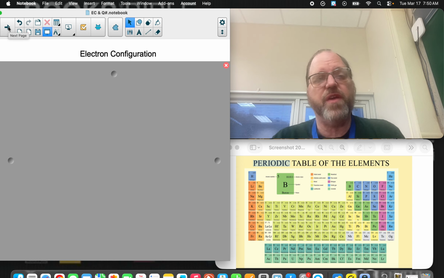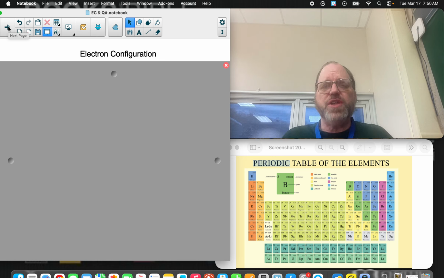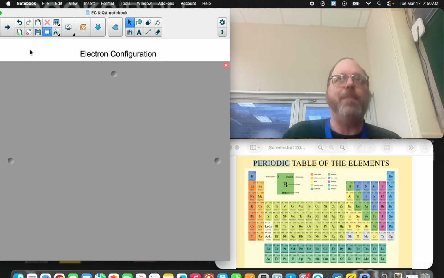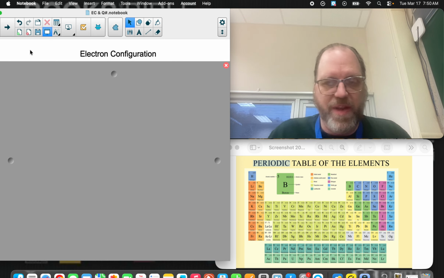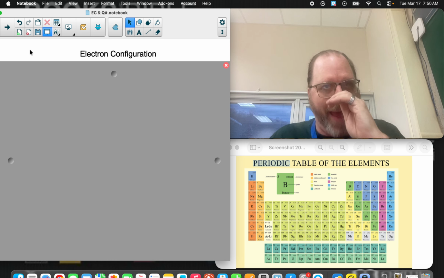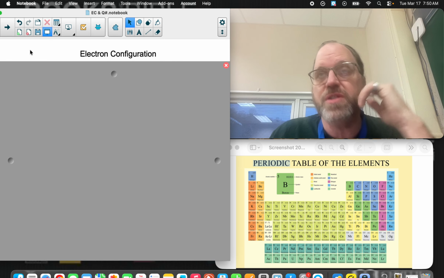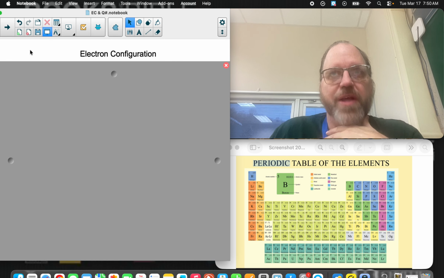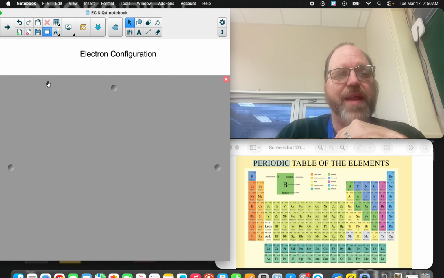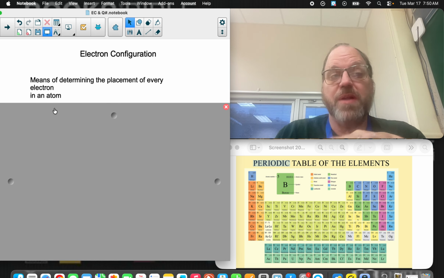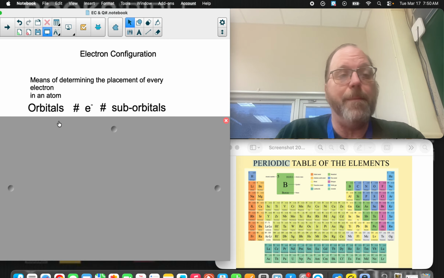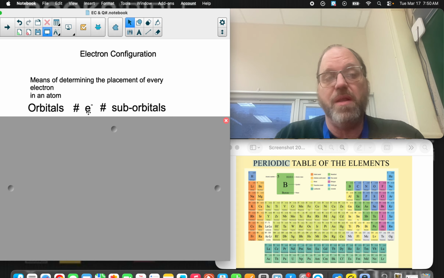We're going to do electron configuration. We did this last year, so if you're really having problems with these, go back to Chem 1. The videos there, usually around when we talk about atom theory, and electron emissions, right after that, electron configuration and quantum numbers, we'll be doing that there. Electron configurations are defined as means to determine the placement of every electron in an atom. And we're going to do that by orbital, number of electrons and number of suborbitals.